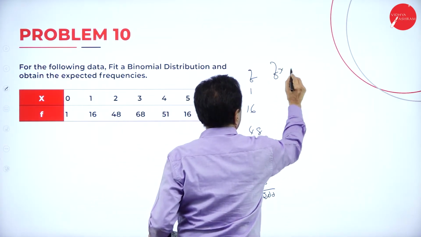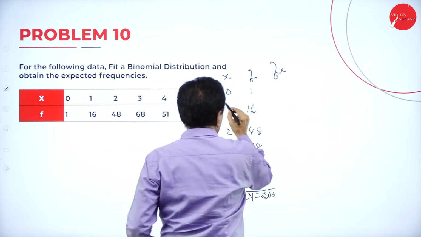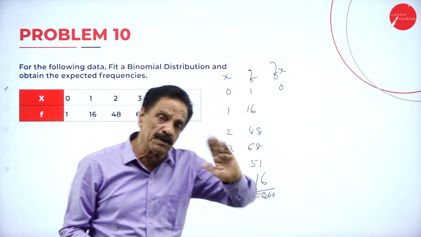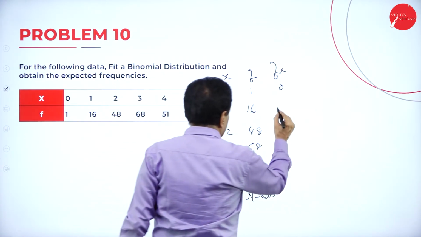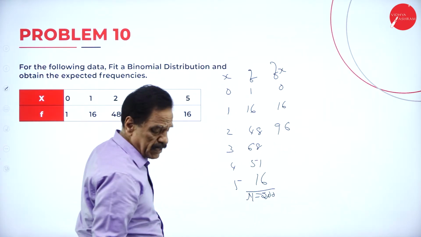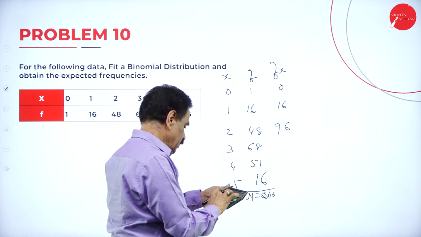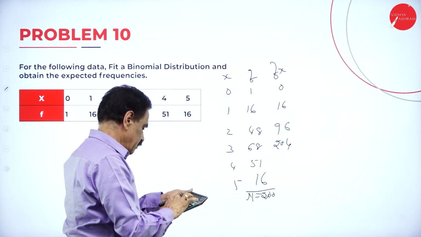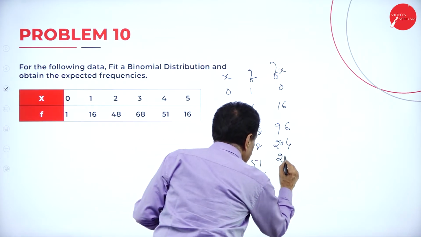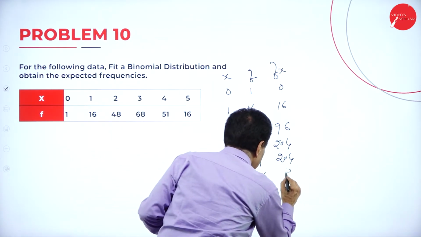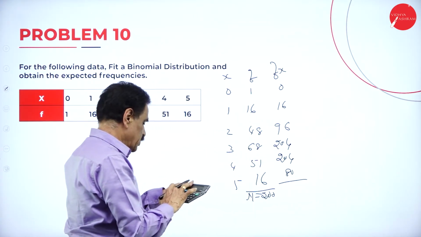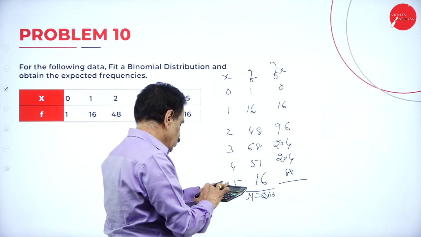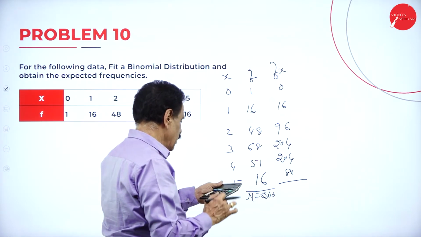Then fx, f into x. 1 into 0 is 0. We want the mean. Mean is equal to fx by n. Then only we can find the value of p and the value of q. 1 into 0 is 0. 16 ones are 16. 48 into 2 is 96. 68 into 3 is 204. 51 into 4 is 204. 16 into 5 is 80. Add the figures: 16 plus 96 plus 204 plus 204 plus 80 is 600.